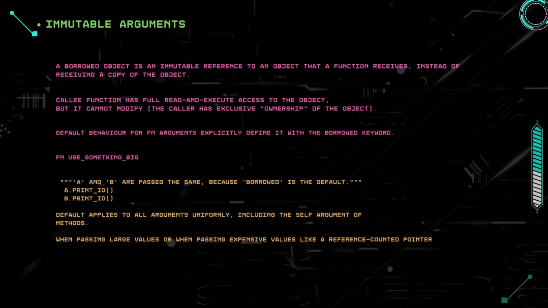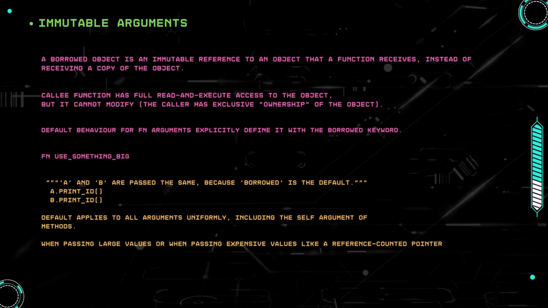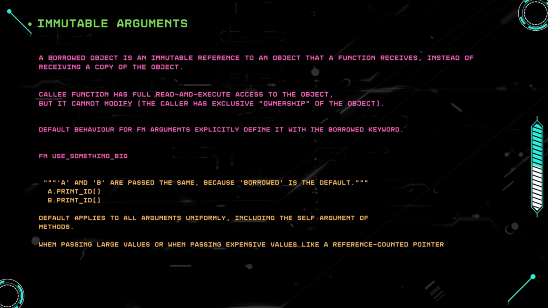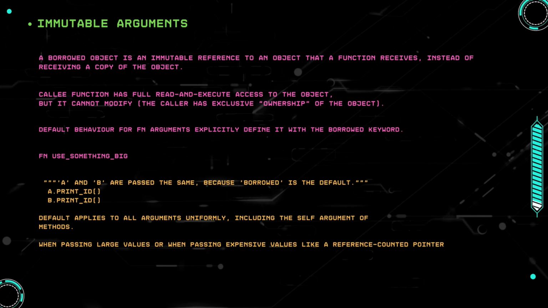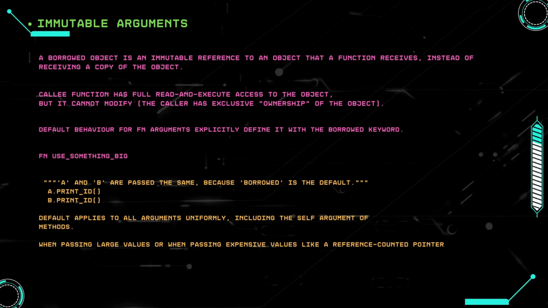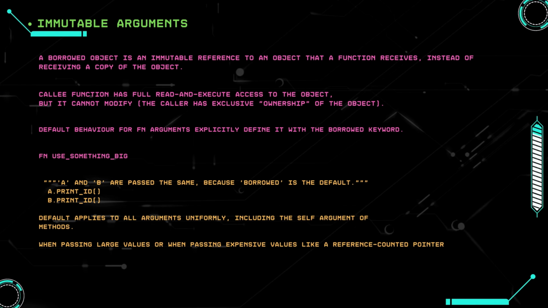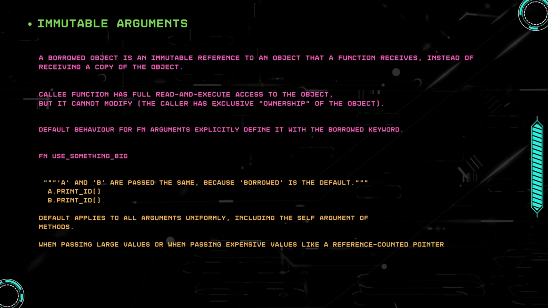In the function use_something_big, A and B are passed the same way, because borrowed is the default: a.print_id, b.print_id. The default applies to all arguments uniformly, including the self argument of methods. This matters when passing large values or expensive values like a reference counted pointer.